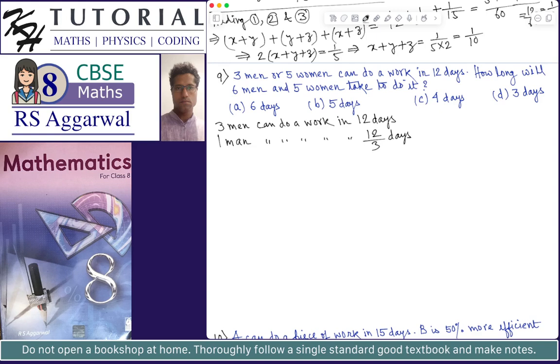No, sorry, this is wrong. 3 men can do a work in 12 days. So this means that one man can do a work in 12 into 3 days.